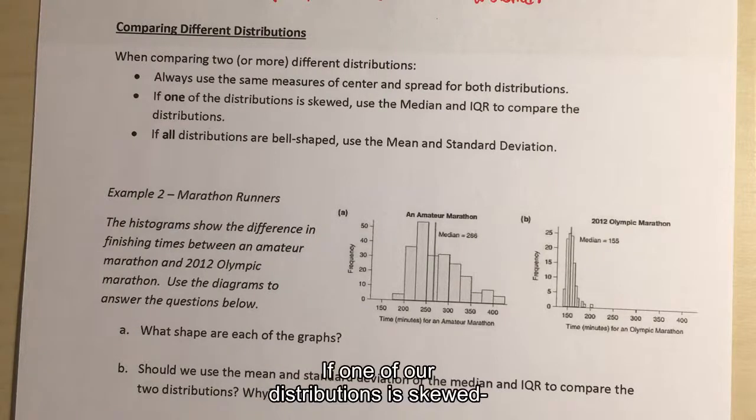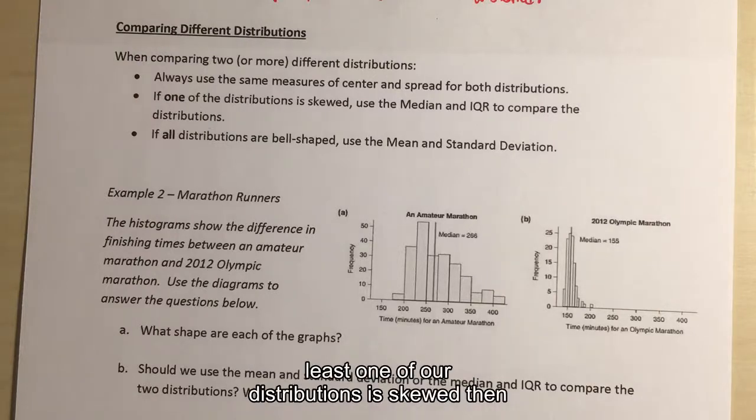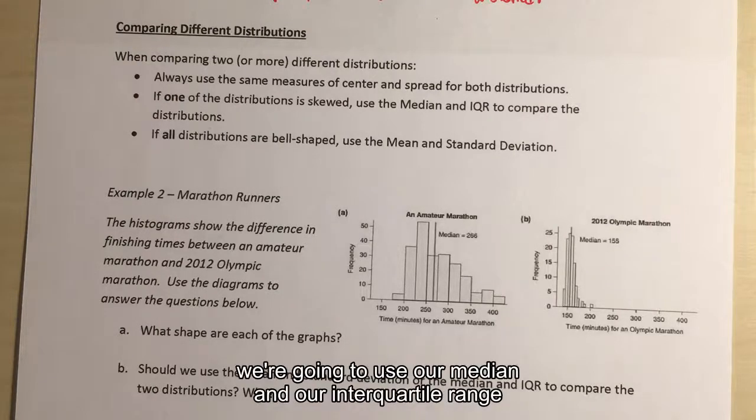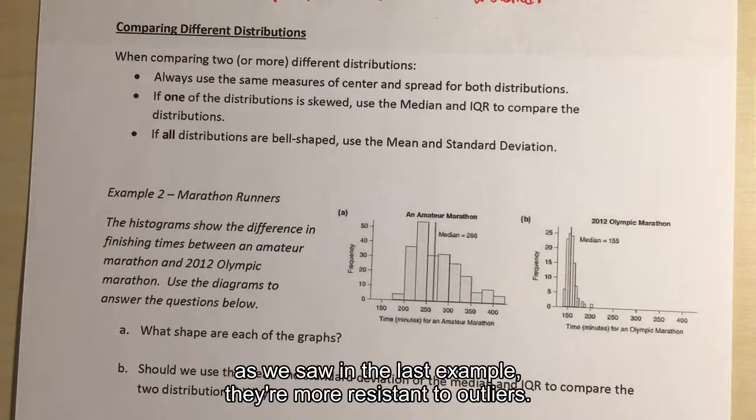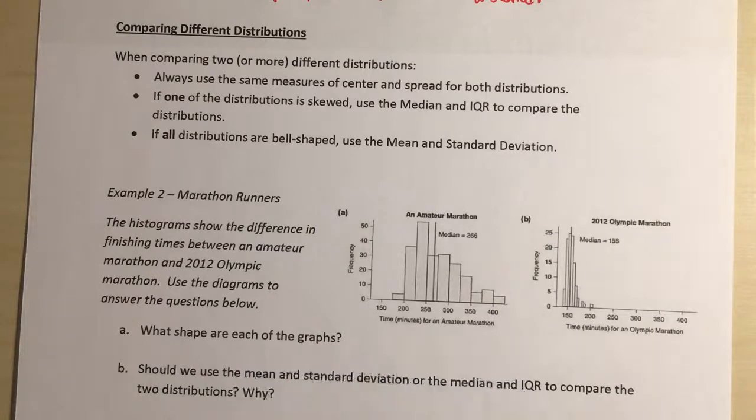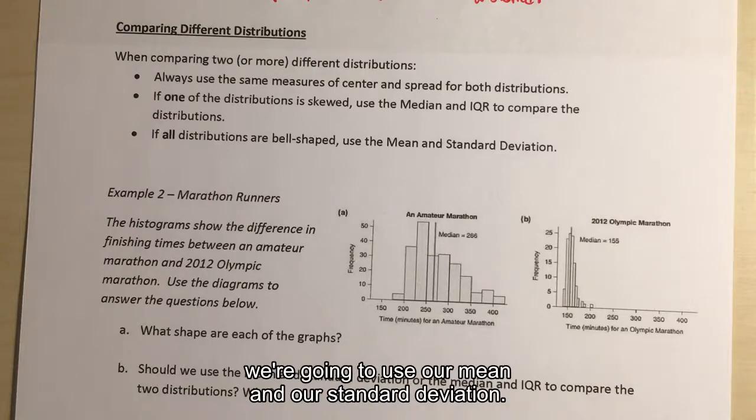If at least one of our distributions is skewed, it doesn't matter if all of them are, then we're going to use our median and our interquartile range to compare our distributions, because as we saw in the last example, they're more resistant to outliers. If all of our distributions are bell-shaped and symmetric, then we're going to use our mean and our standard deviation.